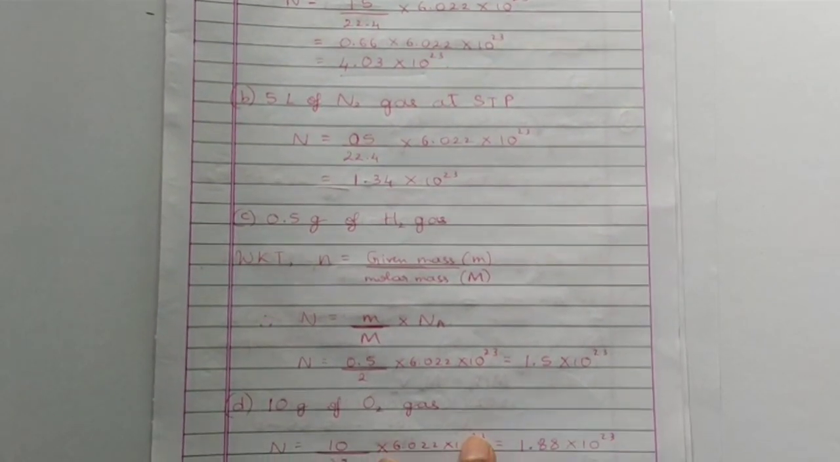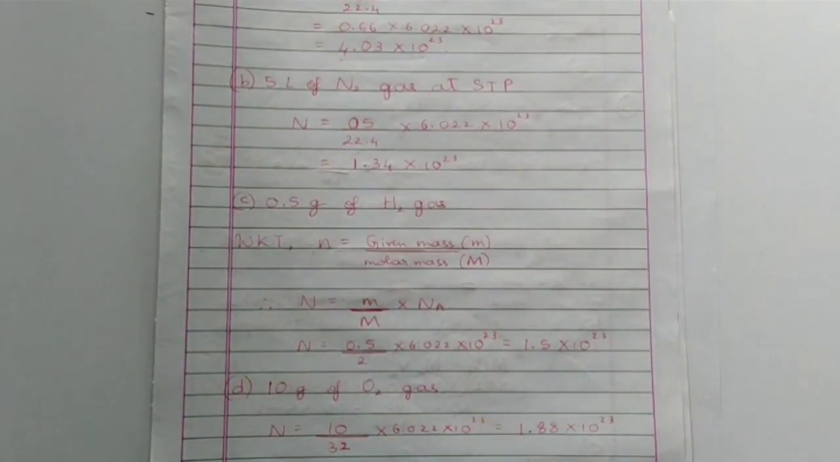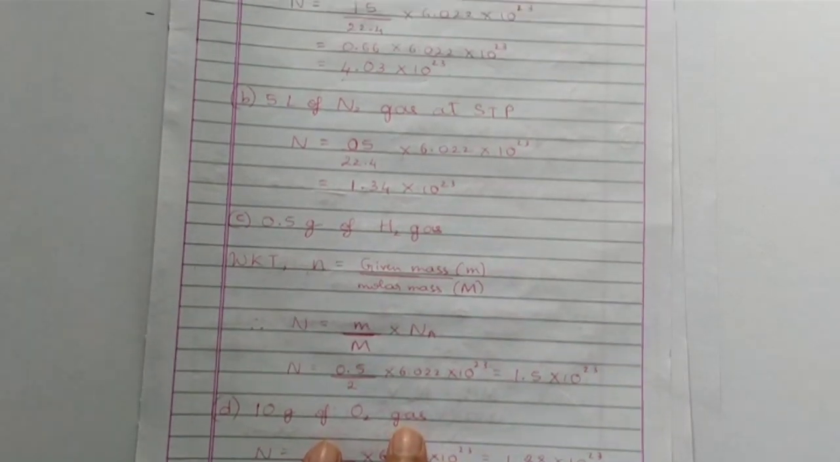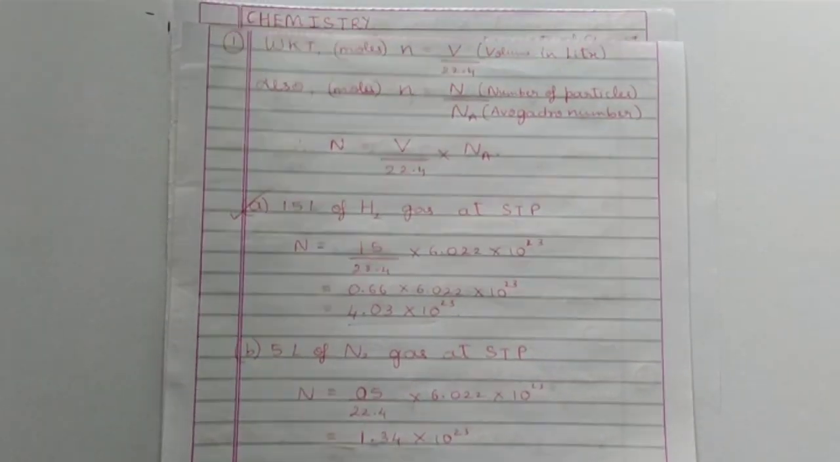5 liter of N2 gas at HTP contains 1.34 into 10 power 23 molecules, and 0.5 gram of H2 gas contains 1.5 into 10 power 23 molecules, and 10 gram of O2 gas contains 1.88 into 10 power 23 molecules. So the maximum number is present in A.